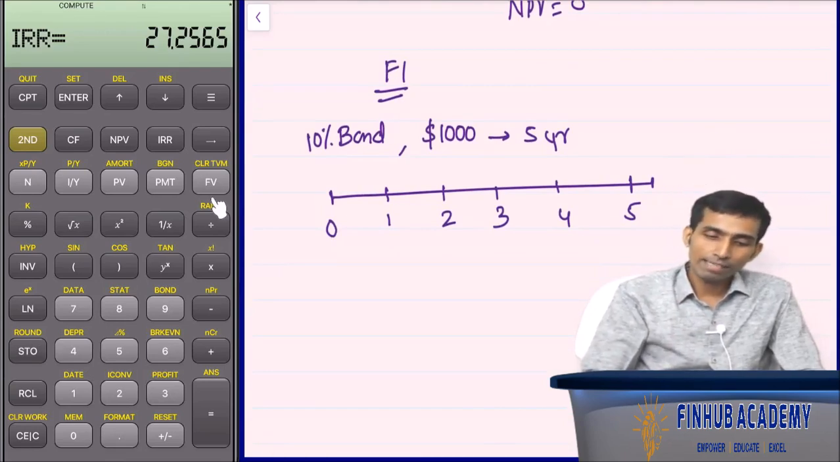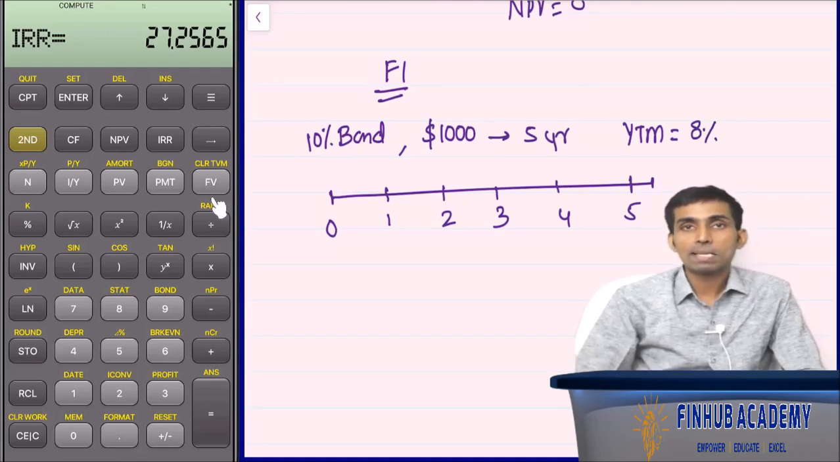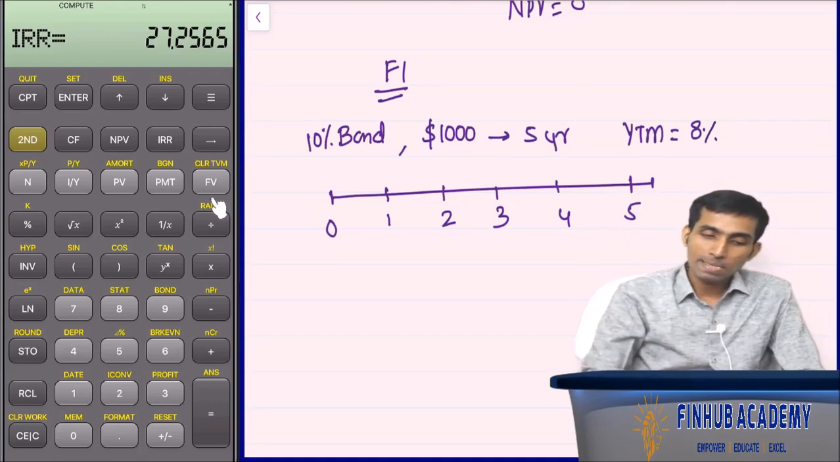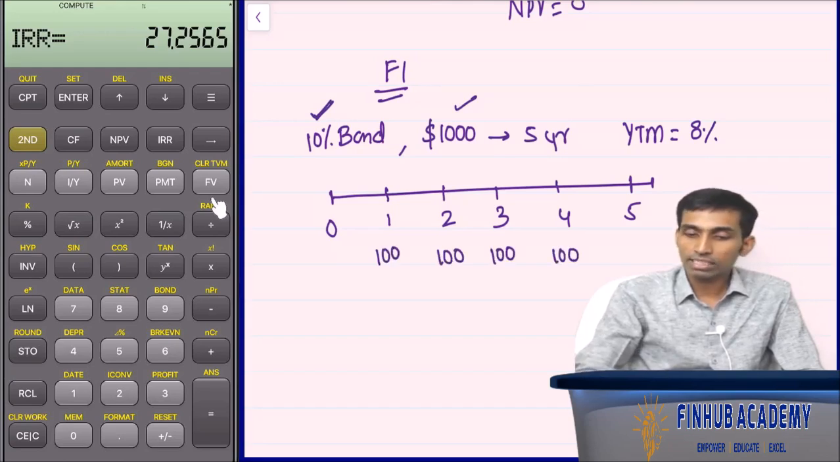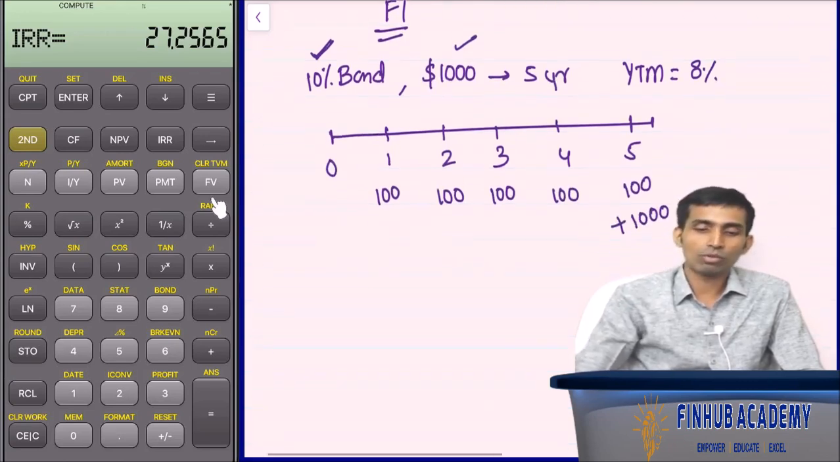So let's say I don't know today's price. My I/Y is called yield to maturity. This I will explain later. Let's say yield to maturity is 8%. So the market interest rate is 8%. On 1000, every year the bond is paying a 10% coupon. That means 100, 100, 100, 100, 100, plus here it will pay 1000.